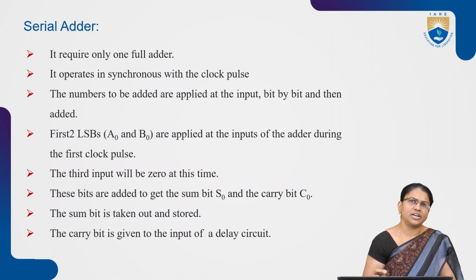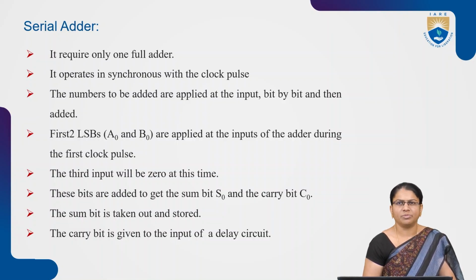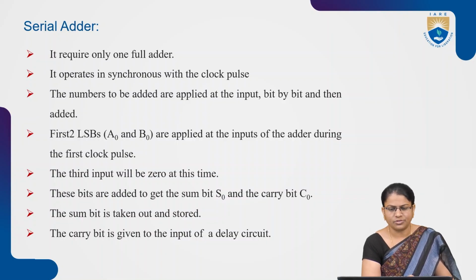If you want to generate the clock pulse to one more full adder, the output pin can be liberated. So the carry bit is given to the input of the delay circuit. Means Cn minus 1 is equal to 0 for the first clock pulse, and again Cn minus 1 is equal to 1 during the next clock pulse of the first full adder circuit.